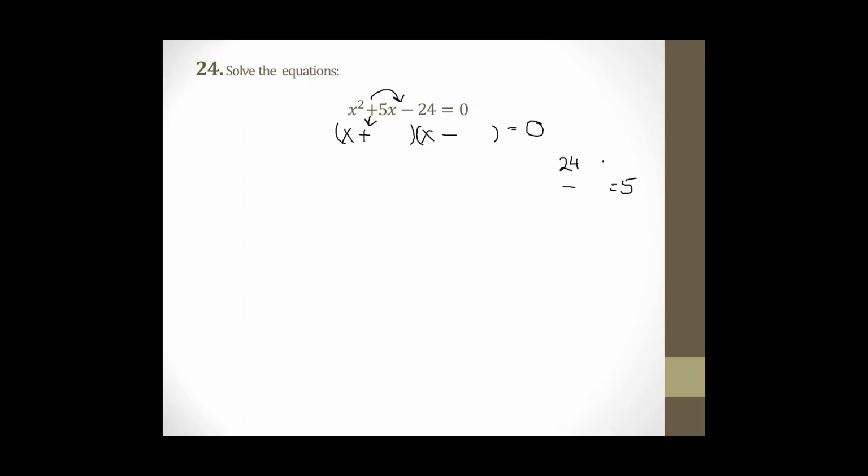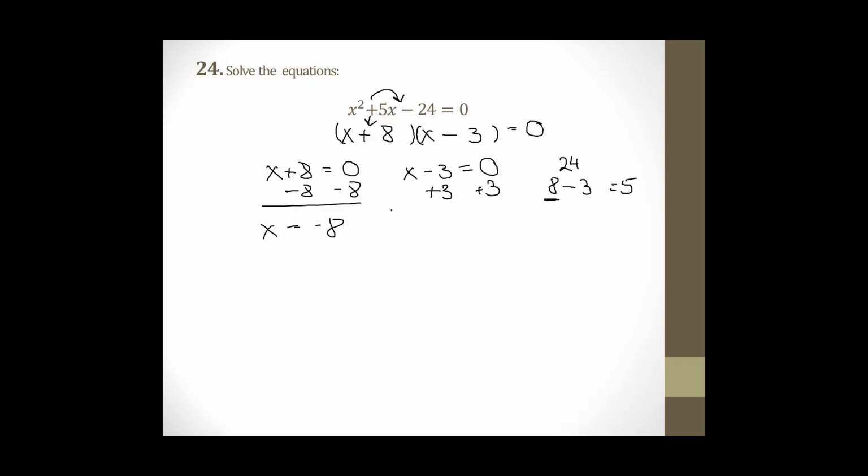Factors of 24, let me see, 1, 24, 2, 12, no, not good, 3, 8, okay, I think that works, 8 minus 3 would be 5. And if I'm doing my sign rule, I always write the larger of the two factors first, and I don't have to worry about my signs. They're always 100% correct. So this is the factored form. Again, I have it equal to 0, so I'm taking each part and setting it equal to 0 individually. And I am solving for x, which means subtracting 8 from both sides, which gives me x equals negative 8, and here adding 3 to both sides, which gives me x equals 3.